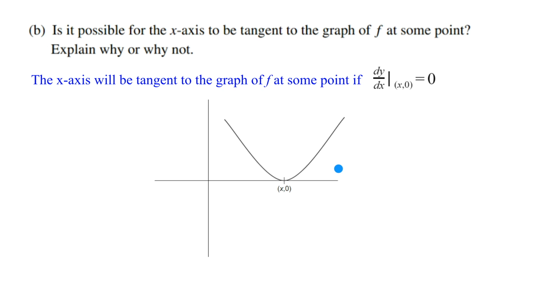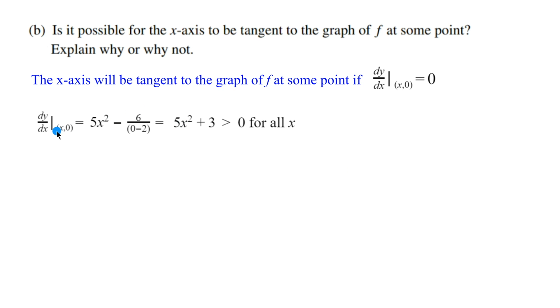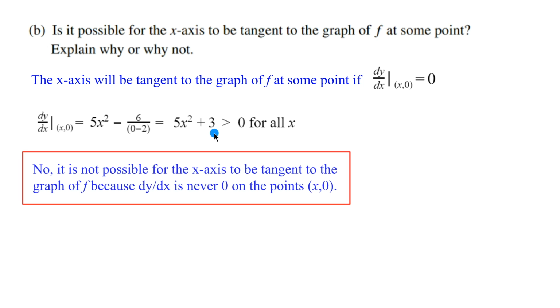We're going to be doing something very similar to what we did in part A, which is to plug in the coordinates to dy/dx. And don't worry about x being a variable because it just stands for any arbitrary number along the x-axis. So plugging that into the equation gets you (5x^2 - 6) over (0 - 2), which simplifies to 5x^2 + 3. And notice that 5x^2 + 3 is always greater than 0. It's always positive. So that means it will never equal 0, which gives us the answer no.